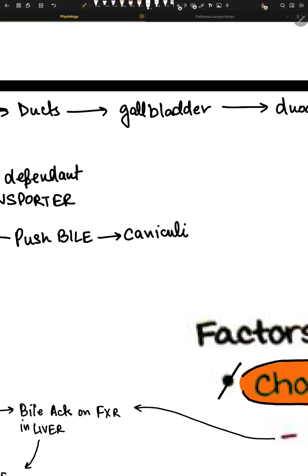So that slit is called the bile canaliculi. It's like a window. That's it. And bile flows from them, and because of the concentration gradient, water flows, right? That's why bile is so watery.